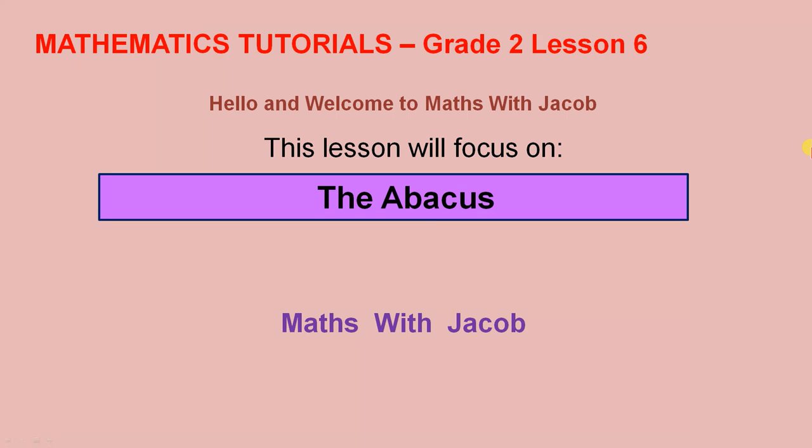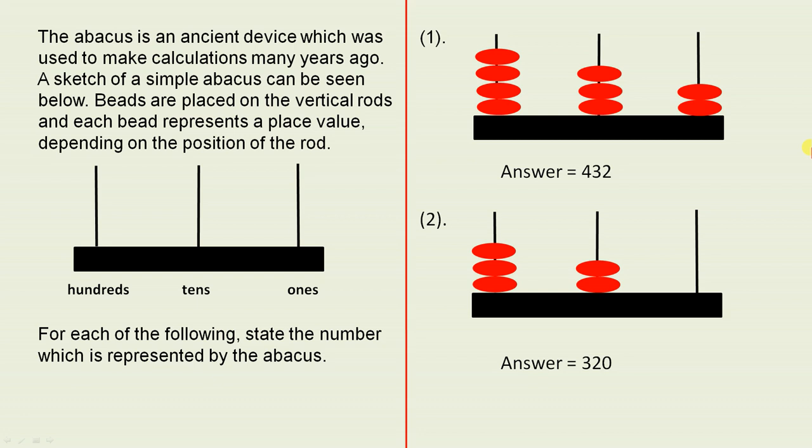This lesson will focus on the abacus. The abacus is an ancient device which was used to make calculations many years ago. A sketch of a simple abacus can be seen below. Beads are placed on the vertical rods and each bead represents a place value, depending on the position of the rod.